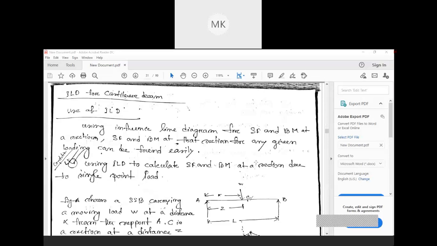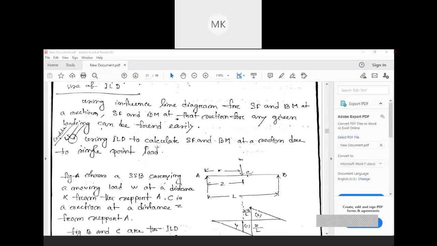So there's some brief description about the use of ILD. Using ILD for SF and BM at the section, SF and BM at the section for any given loading can be found easily. So now what we are going to do is ILD to calculate SF and BM at the section due to a single point load.